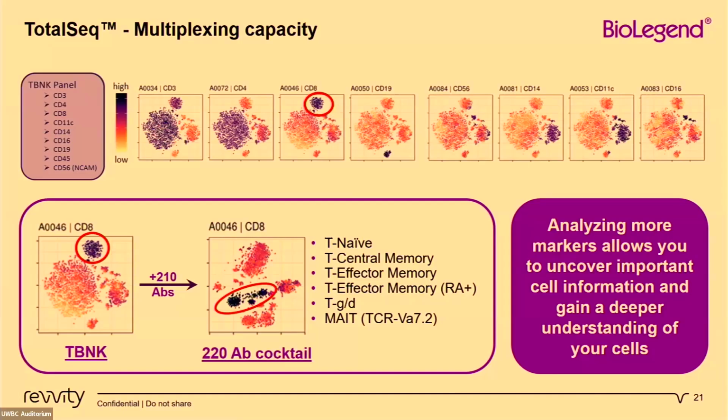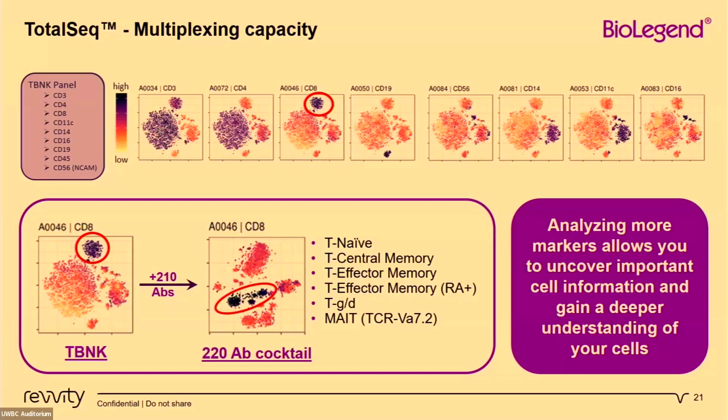So we initially made up a 9-plex panel, these T, B, and K panels in human. And so if you look at here, there's CD3, 4, 8, 11C, 14, 16, 19, CD45, and CD56. So that gives you all the major lineages, or several of them anyways. But what you can see is you just get the discrimination of, okay, T cells, CD4s, CD8s, your B cells, NK cells, monocytes, dendritic cells, other monocytes.